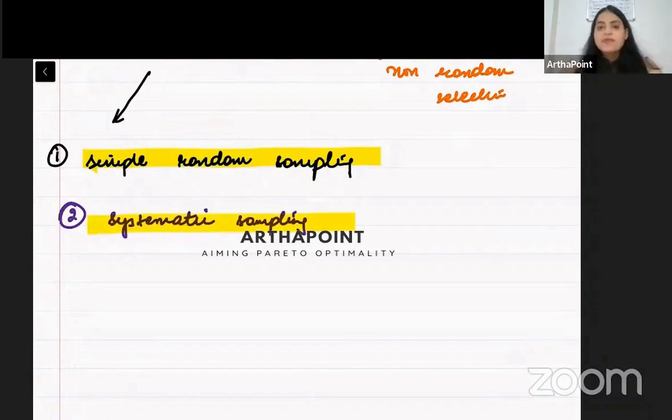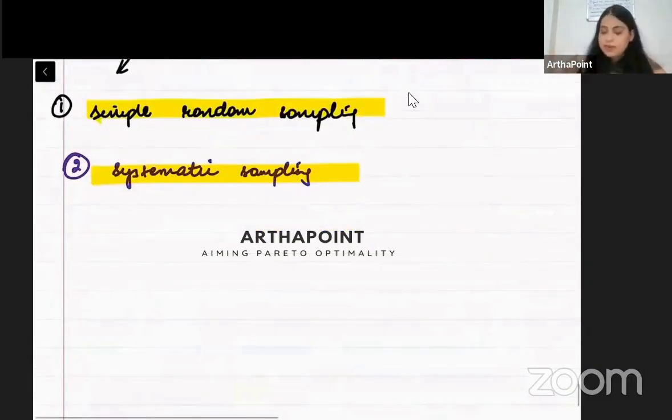Systematic sampling. ठीक है? Systematic sampling क्या बोलते हैं? It is similar to simple random sampling, but it is usually slightly easier to conduct. ठीक है? Every member of the population is listed with a number. But instead of randomly going ahead and generating numbers, you choose them at regular intervals. Let me give you an example.